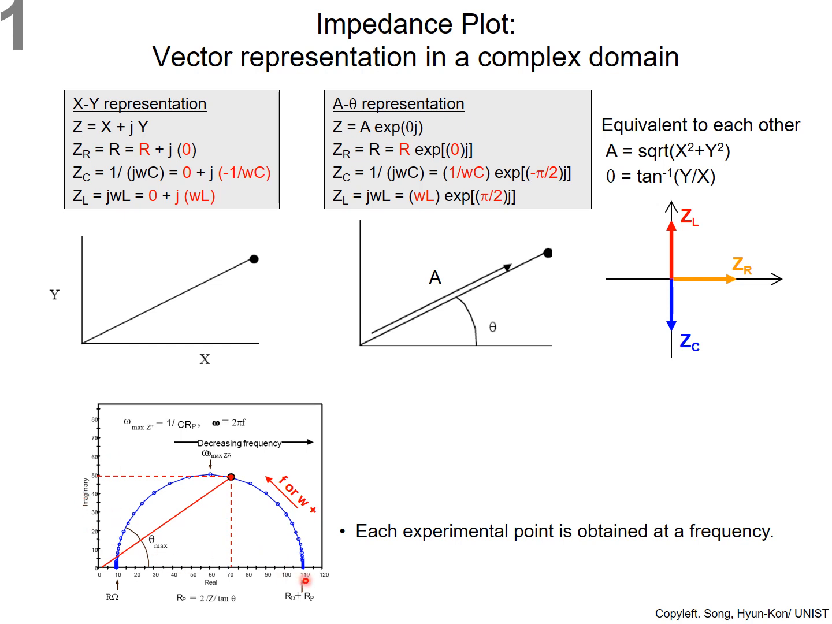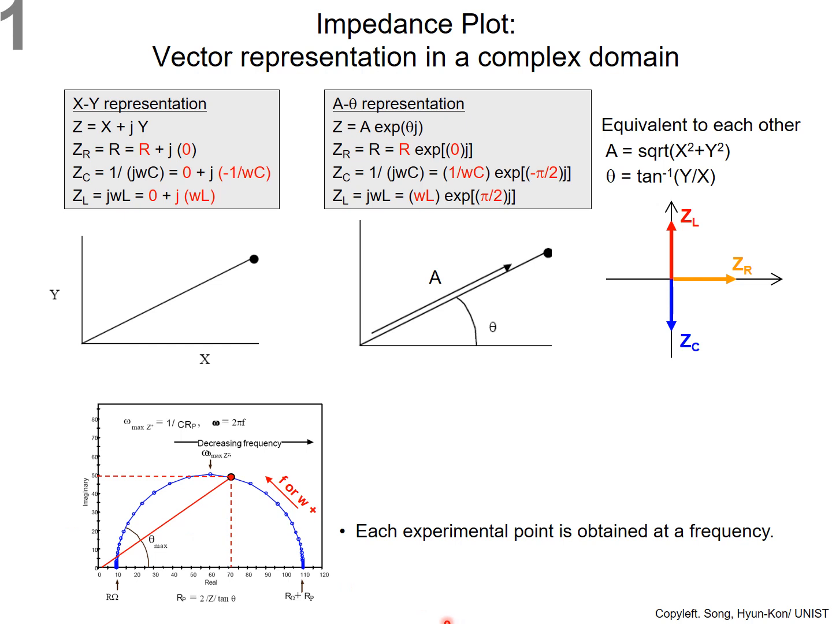Then you could find a very beautiful semicircle here, and the semicircle indicates the Faradaic process. I mean we have a reduction or oxidation reaction there, and we have multiple data points here, and each experimental point is obtained at a single frequency. Therefore we have, for example, 30 data points at 30 different frequencies. Frequency means f or omega. Omega is 2 pi f.